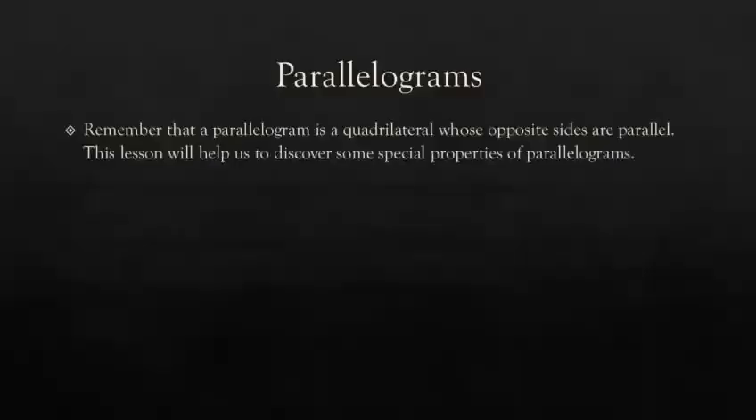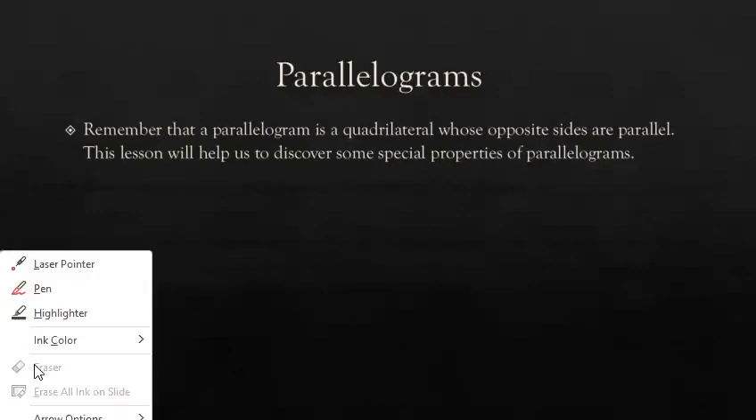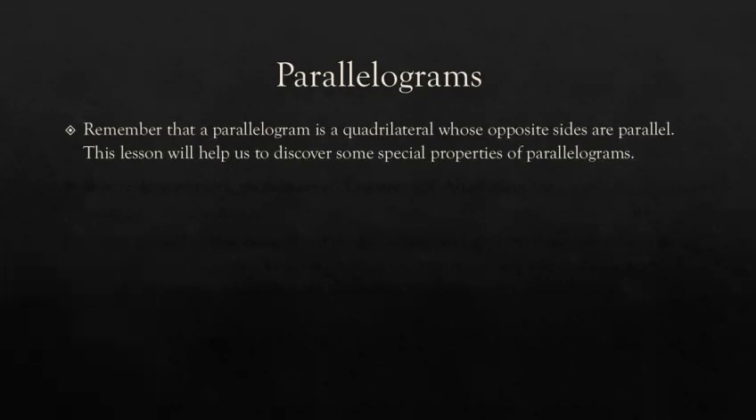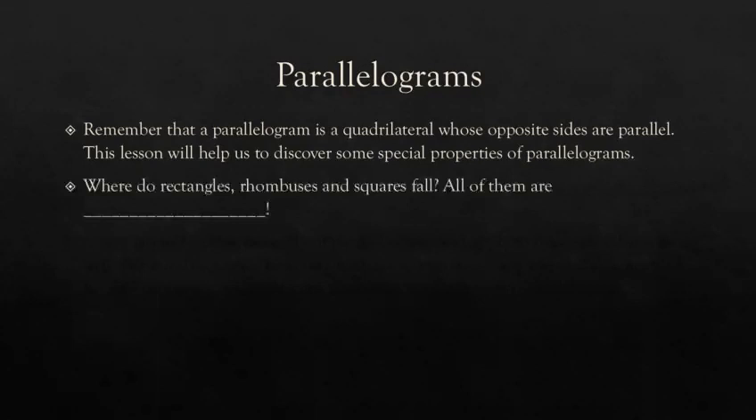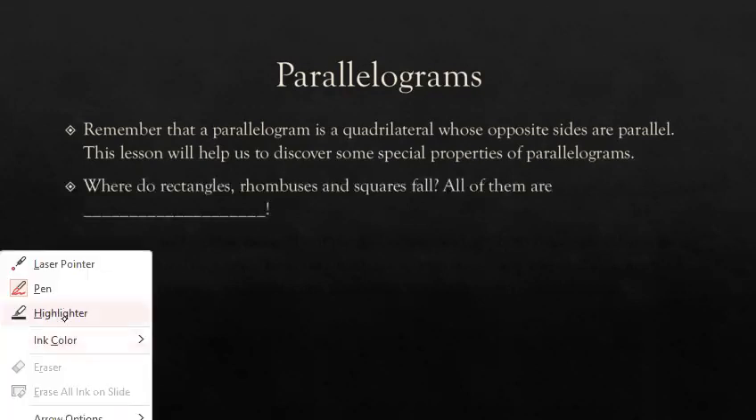Remember that a parallelogram is a quadrilateral, 4 sides, whose opposite sides are parallel. We'll discover some special properties of parallelograms in this lesson. Where do rectangles, rhombuses, and squares fall? Well, all of them are parallelograms.